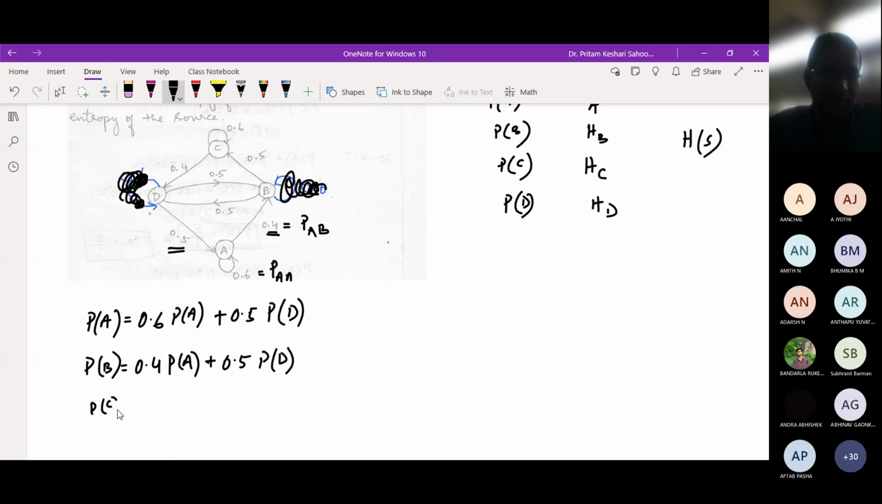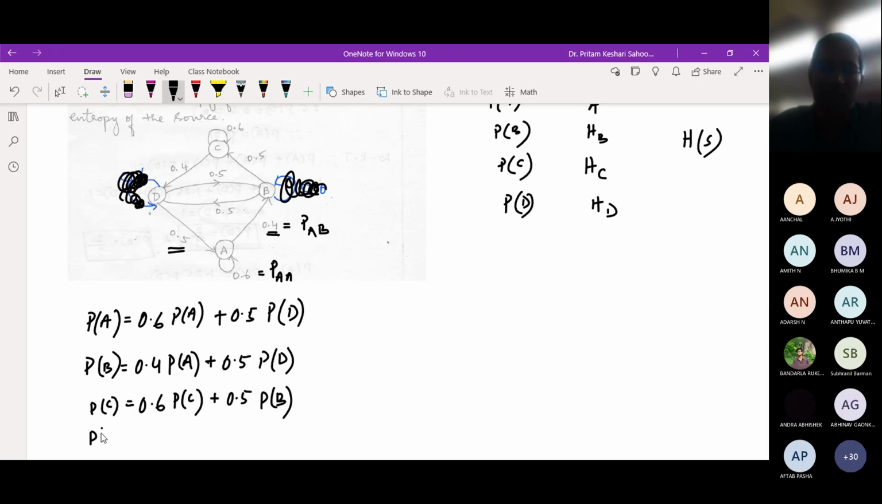Similarly, the probability of C, if you have to write it: the probability at which state C remains in the same state is 0.6, so 0.6 into probability of C, plus any other state which is converting to state C, then state B at a probability 0.5, so 0.5 into probability of B.